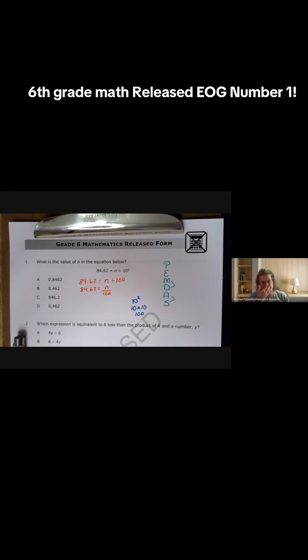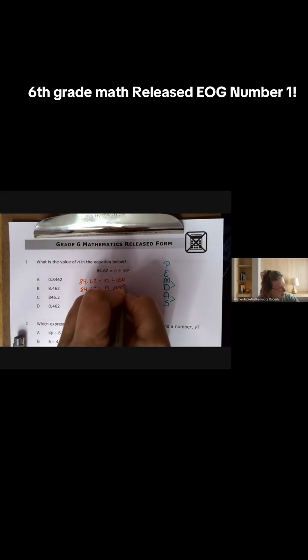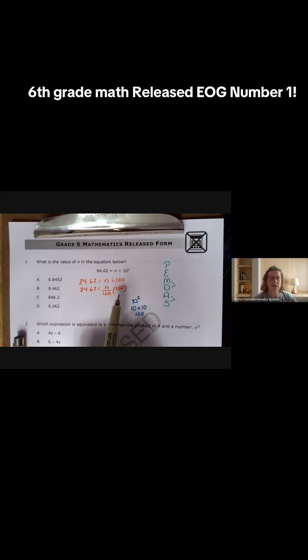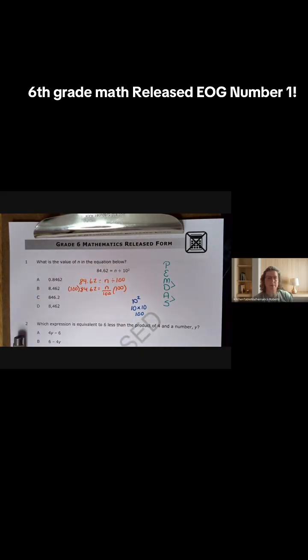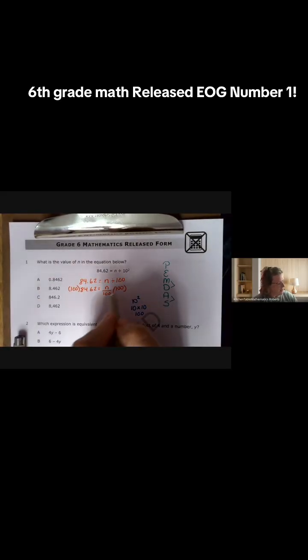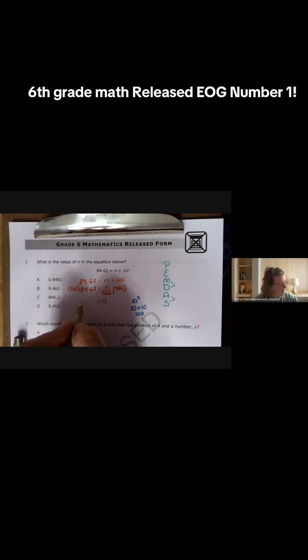So to get that n by itself, you are going to do the opposite of division. Opposite of division is multiplication. So we're going to multiply that side by 100, and whatever you do to one side of the equation, you have to do to the other side. So we are going to multiply the other side by 100 as well. These two things cancel each other out, leaving just n on that side. And 84 and 62/100 times 100 is going to be 8,462.